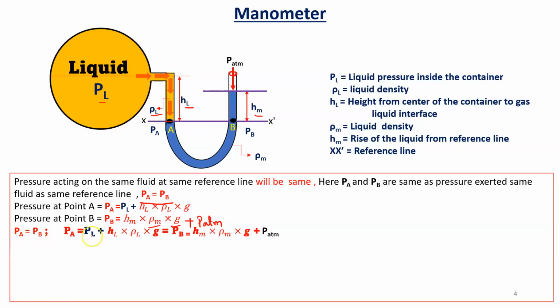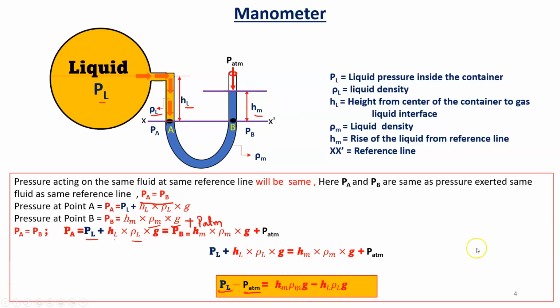So PA is equal to PB. PA is equal to PL plus hL into rho L into g, is equal to PB, which is hM rho M into g plus P atm. Now if we reorganize, ultimately we will get PL minus P atm is equal to hM rho M g minus hL rho L into g. So that way we can easily calculate the pressure. So PL again is the absolute pressure, this is atmospheric pressure, and this is the gauge pressure.